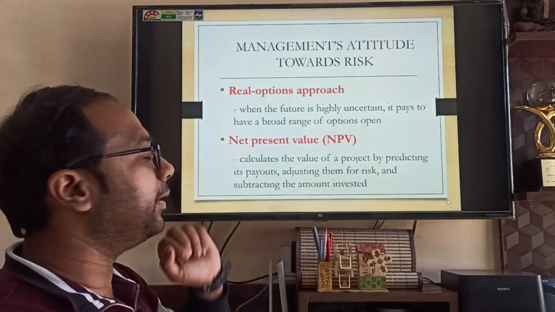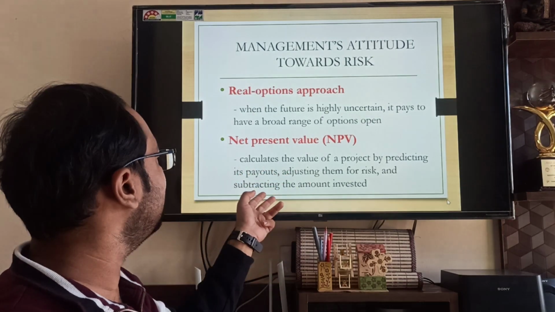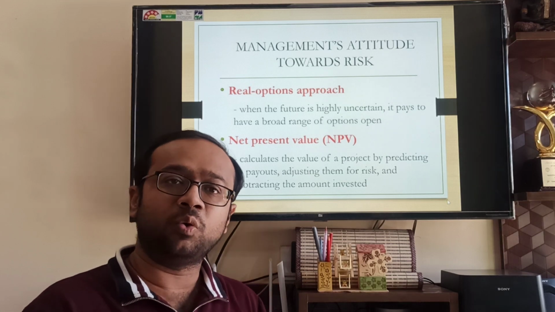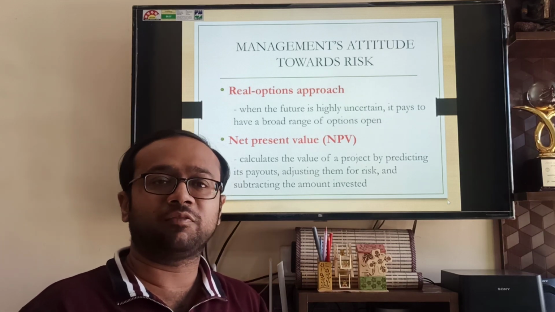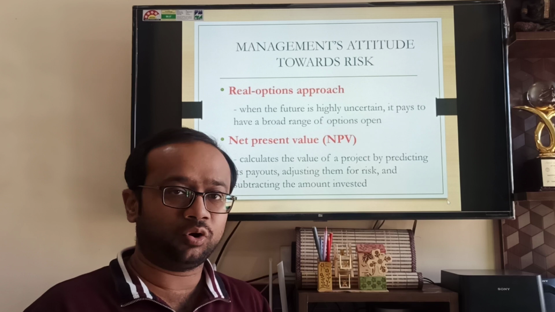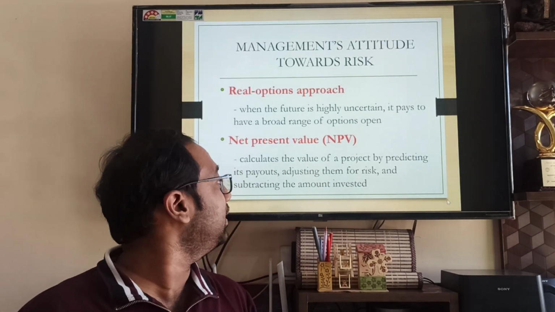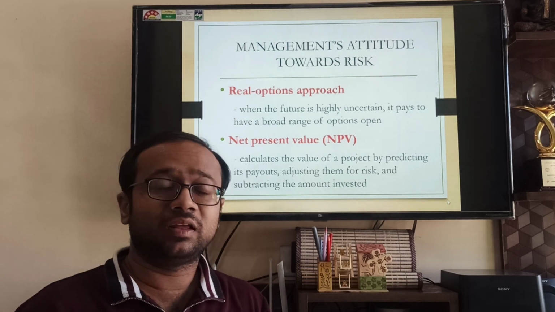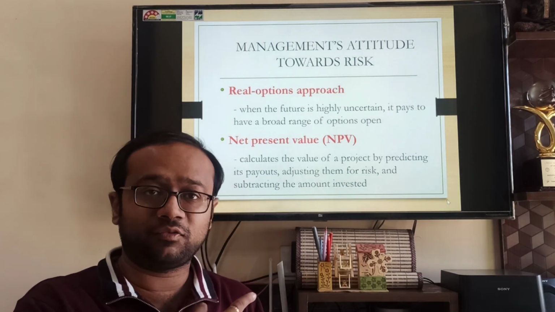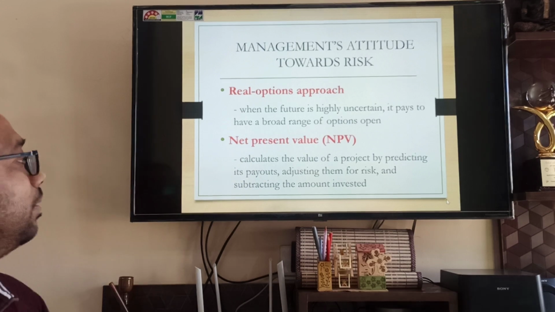You predict what payout it will give, adjust it for risk and subtract the amount invested, so that you can know what kind of payout it will give you and whether it is worth it or not. If after balancing for risk and the amount invested the NPV payout is negative, then you should not invest. That is why this approach of NPV becomes important.